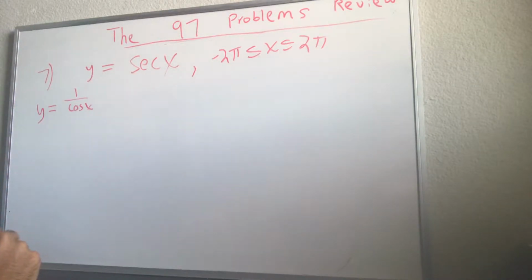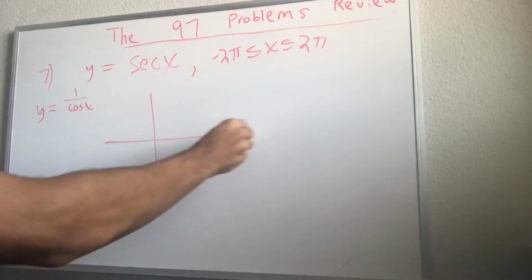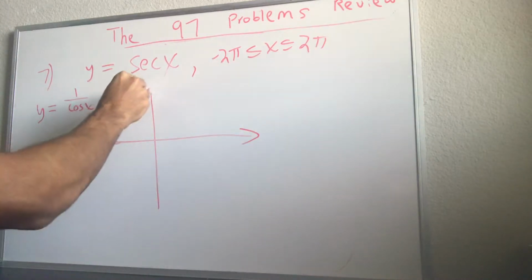So when we graph this, there are some concepts you want to keep in mind, like cotangent of x and tangent of x. For secant of x, you will see asymptotes. Obviously for sine of x and cosine of x there were no asymptotes, but for secant of x there are asymptotes that you want to consider. So let's graph this. We have our x-axis here, we have our y-axis here.